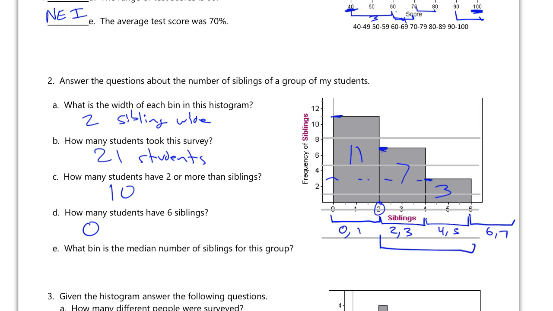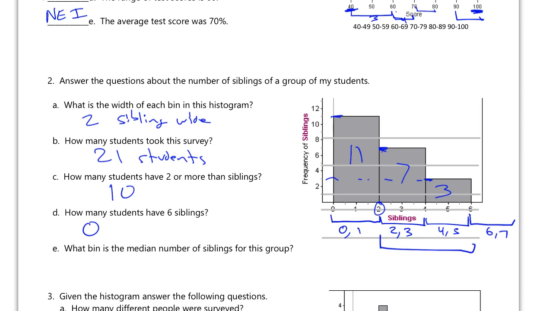And which bin is the median in? That's an interesting question that we like to ask when we're talking about histograms, because we don't know exactly what the median is, but we can figure out what bin it's located in based on the fact that we know there are 21 students.